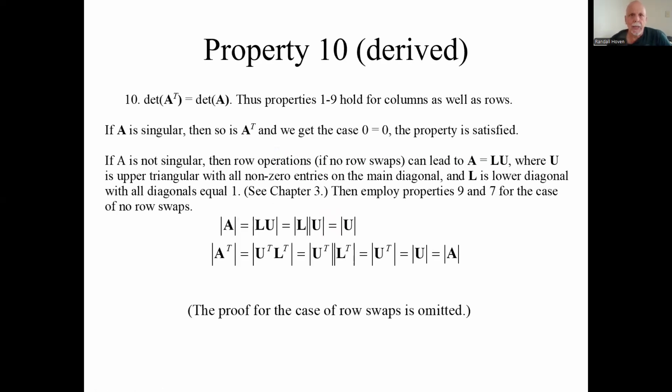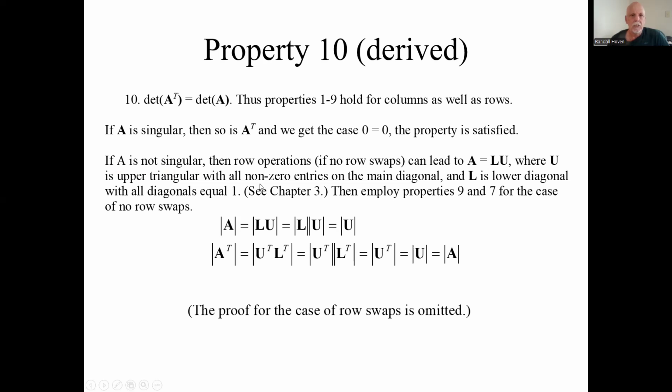I'll get through this last of 10 properties, which is kind of important. The determinant of the transpose of a matrix is the same as the determinant of the matrix. It's a big deal because it means everything in properties 1 through 9 that we said hold for rows now hold for columns. The easy case is if A is singular, then so is A transpose, and you just get 0 equals 0, that property satisfied.